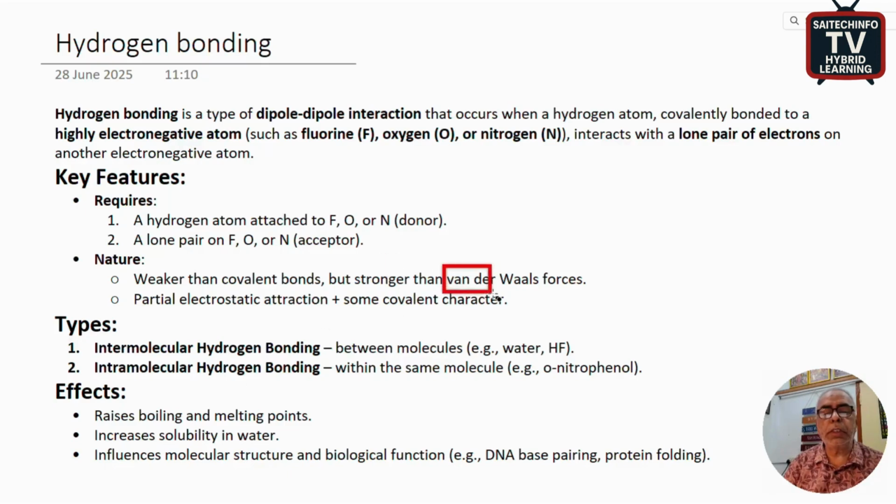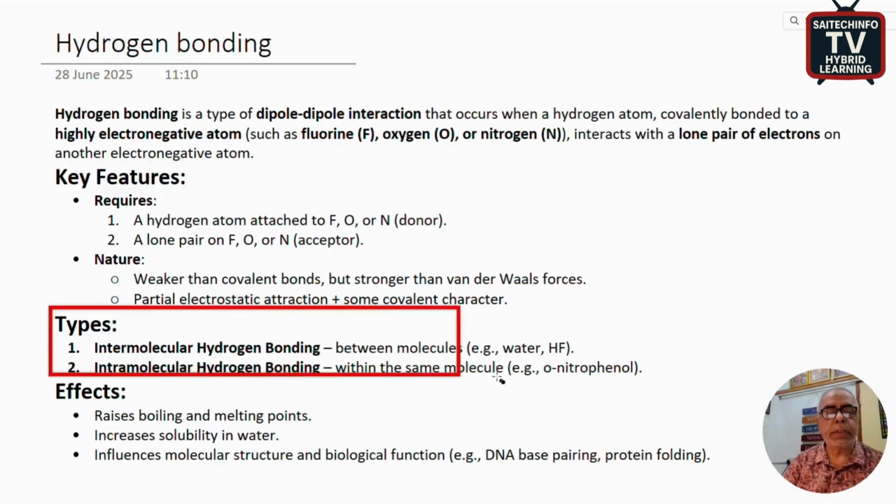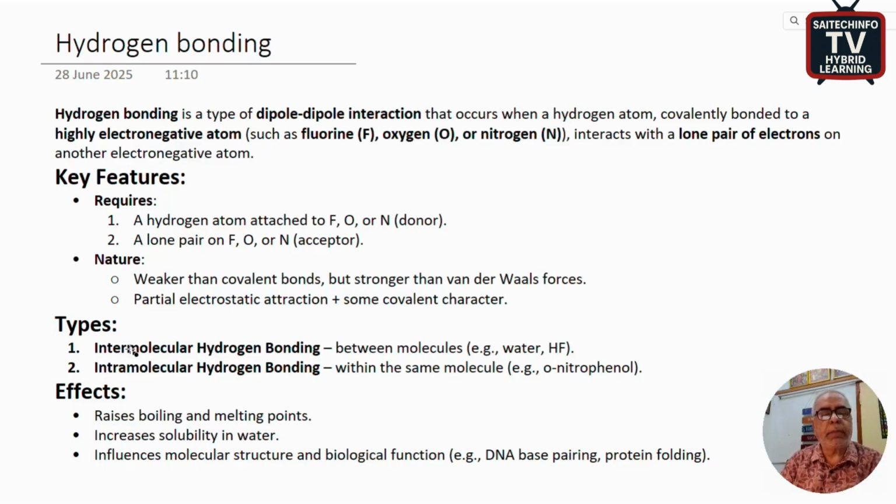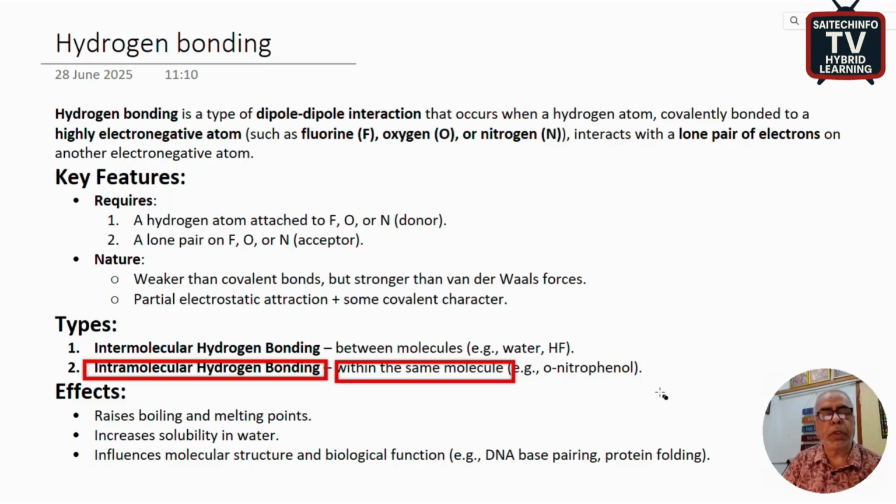Van der Waals force is nothing but the intermolecular force of attraction. So, this hydrogen bonding can be of two types, that is, intermolecular hydrogen bonding and intramolecular hydrogen bonding. This can take place between molecules, as in the case of water and hydrogen fluoride. But in the case of nitrophenol or salicylaldehyde, you are able to get this intramolecular hydrogen bonding within the same molecule. That should be noted here.